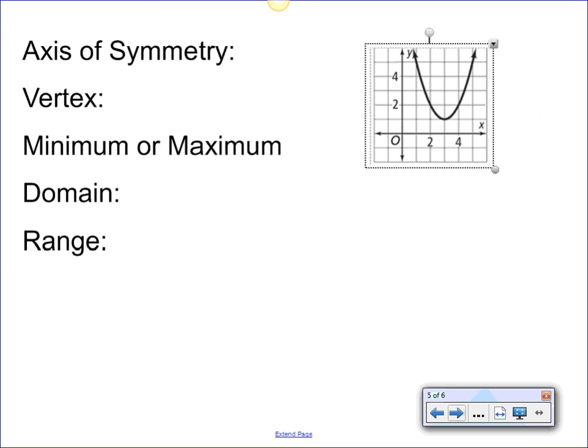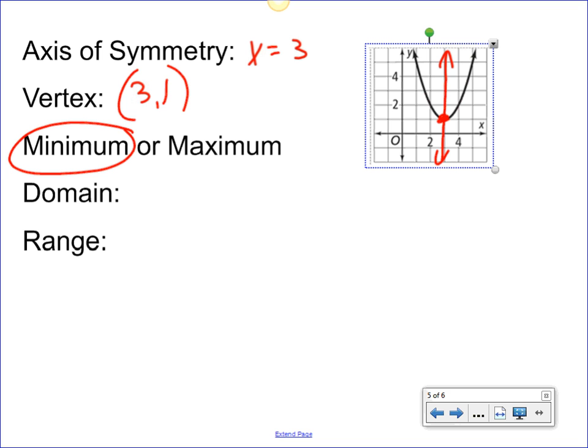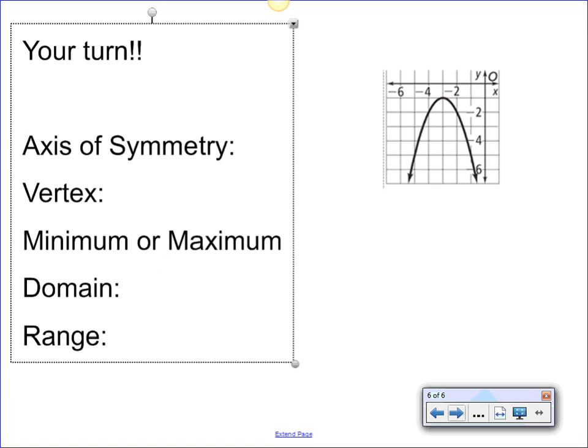Okay, one more and then I'll let you try. This time the axis of symmetry, if we draw it out here, should be x equals 3. If I look at the vertex, here's my vertex, so that point is (3, 1). It's opening upward, so that vertex is a minimum. The domain, once again, is all reals. And the range would be y is greater than or equal to 1 this time. Okay, and then you try one. Pause it, try it, and then come back and see what you did.